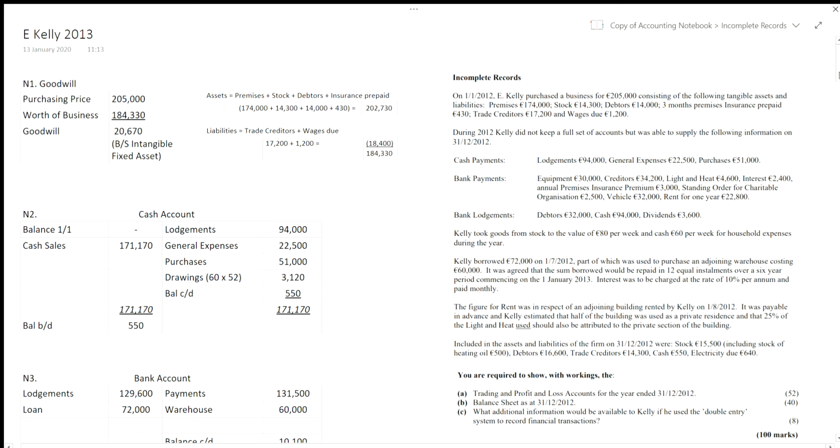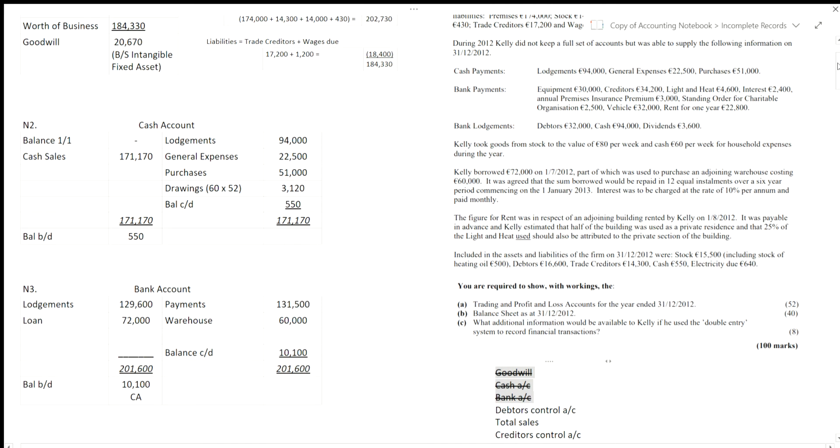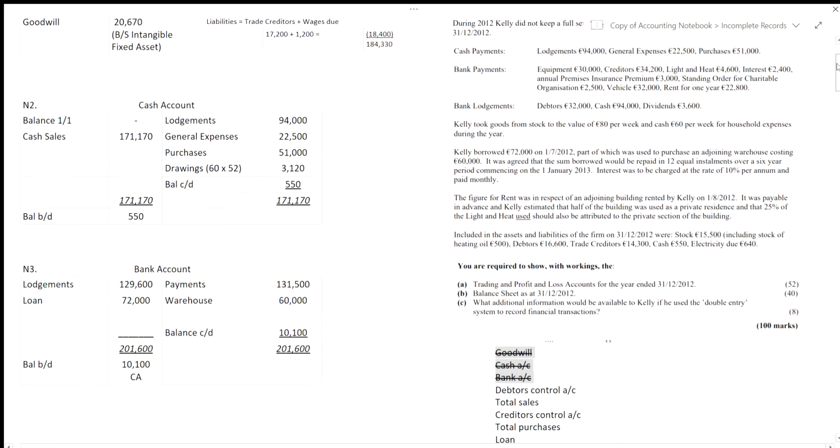And bank account, again, is relatively straightforward in that you have all of your bank lodgements that are up to just short of 130,000 and all of your payments that just go above 130,000. Basically, you add them up, and then you'll always be told a little story. If you get a loan of 72 grand, it means that your bank goes up by 72 grand. And then you buy a warehouse for 60,000. We bought it here, yeah, we can see that. So then obviously you spend 60,000. And then what have you left? What's your bank balance left? So that's the first 3 notes done.